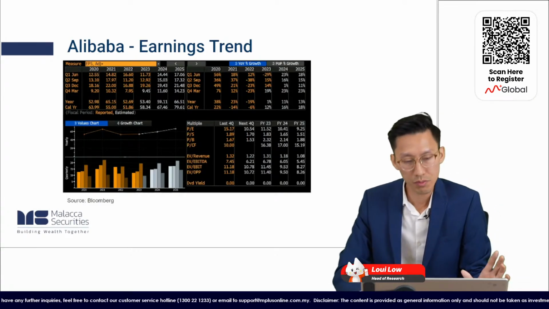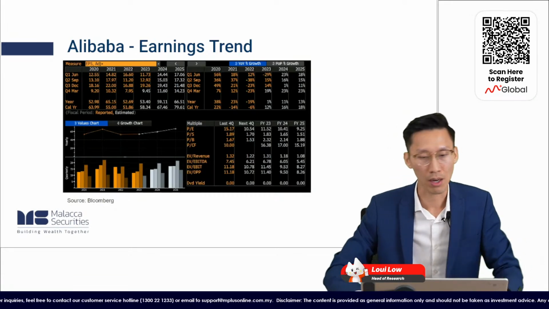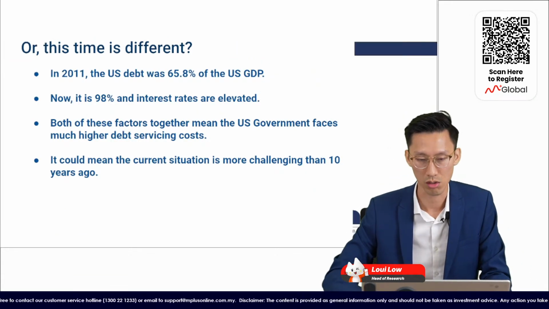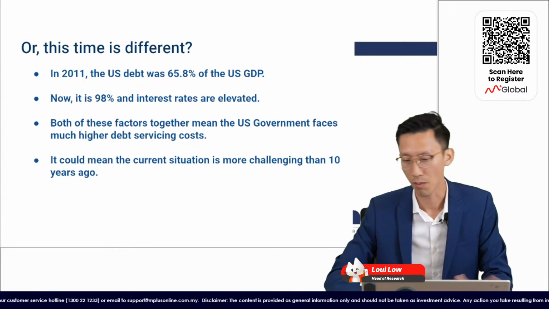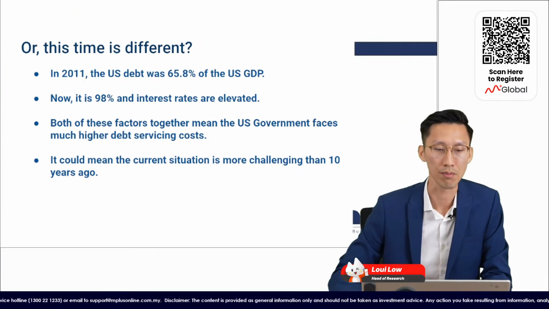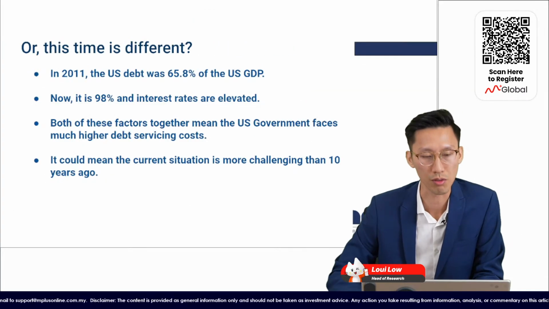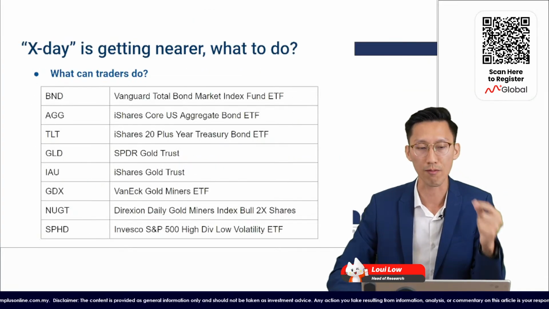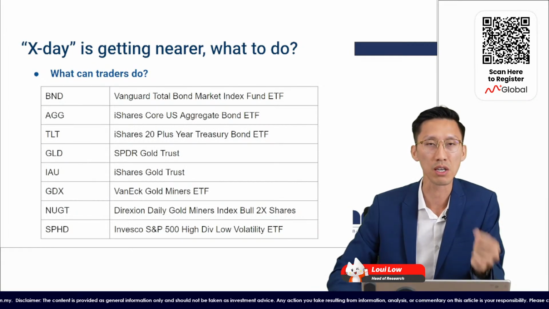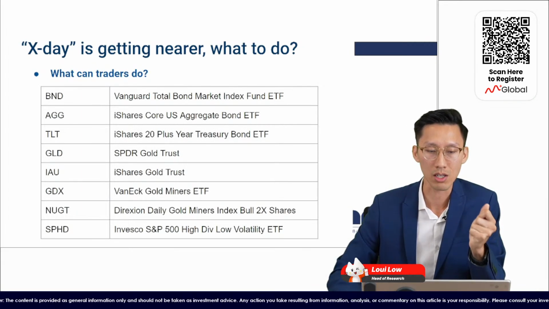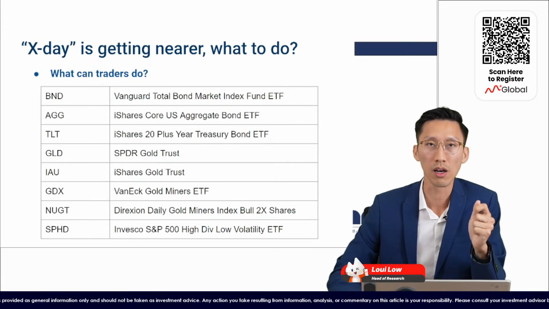Okay, so coming back to Alibaba and what sort of earnings trends we are looking at right now. Sorry, maybe there are some shifts in my slides. Never mind. We can go on with the things that I mentioned just now. If the X-date is getting nearer, what can traders do in capturing these kinds of opportunities?